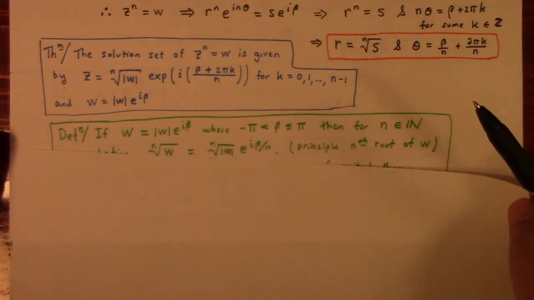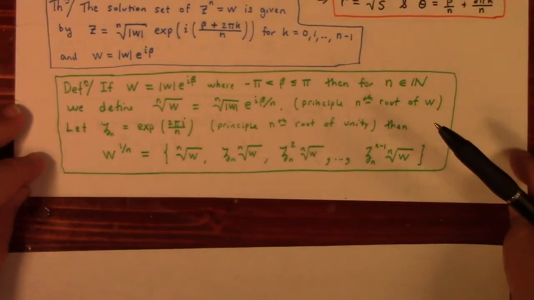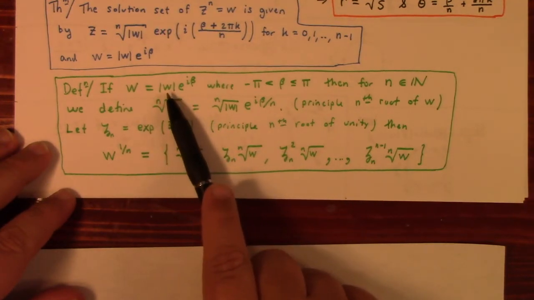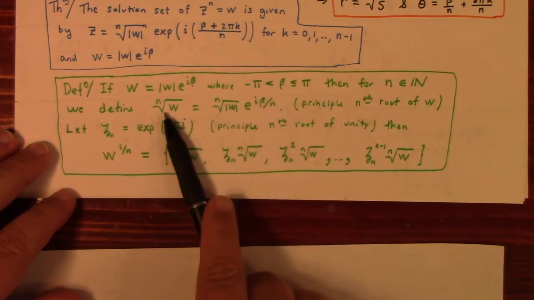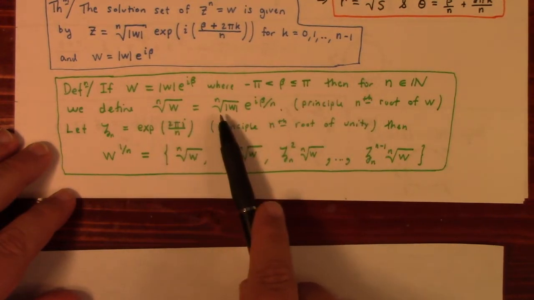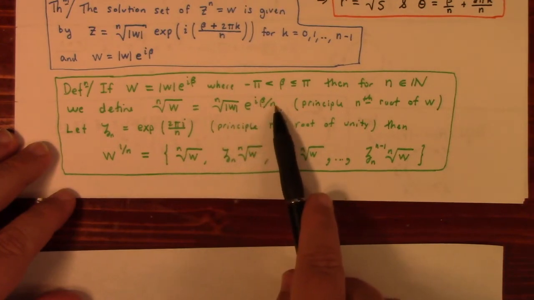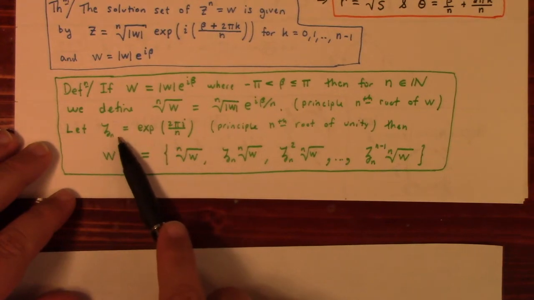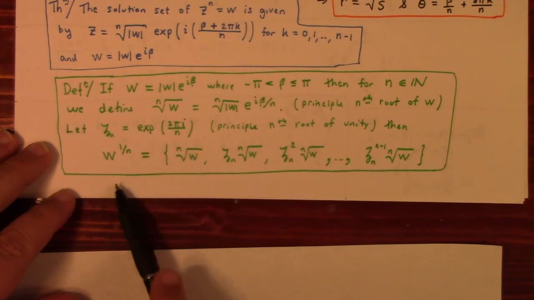A little bit more notation. Here's a definition that is based on this theorem, basically. If w is a complex number with angle beta between minus pi and pi, then we define the principal nth root of w to be the nth root of the length times e to the i beta over n. So beta is the angle for w. And then the principal nth root of unity is defined to be e to the 2 pi i over n.